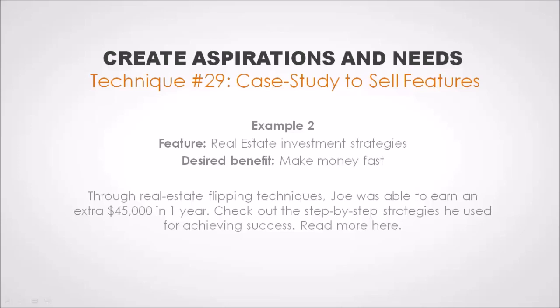So in this case, the feature that you're looking to sell is the real estate investment strategies. And the desired benefit is to make money fast. The introduction for the case study: through real estate flipping techniques, Joe was able to earn an extra $45,000 in 1 year. Check out the step-by-step strategies he used for achieving success. Read more here. Bottom line, you want to find out the desired benefits that your target customers are looking for and show them through a case study how the feature that you want them to have gets them the benefits that they're looking for. Let's now get into some persuasion techniques.